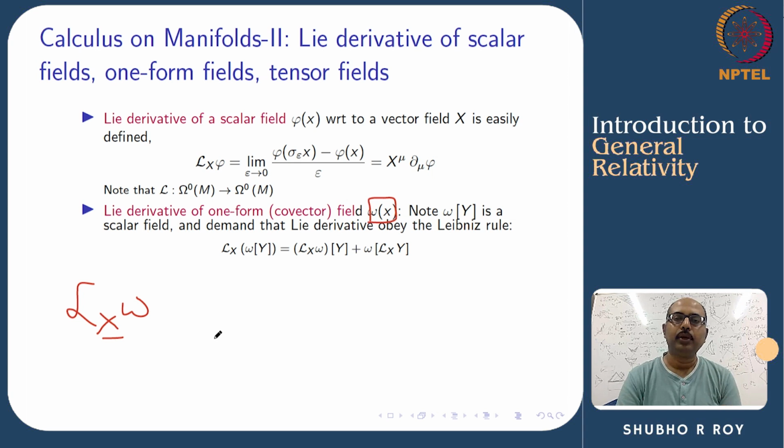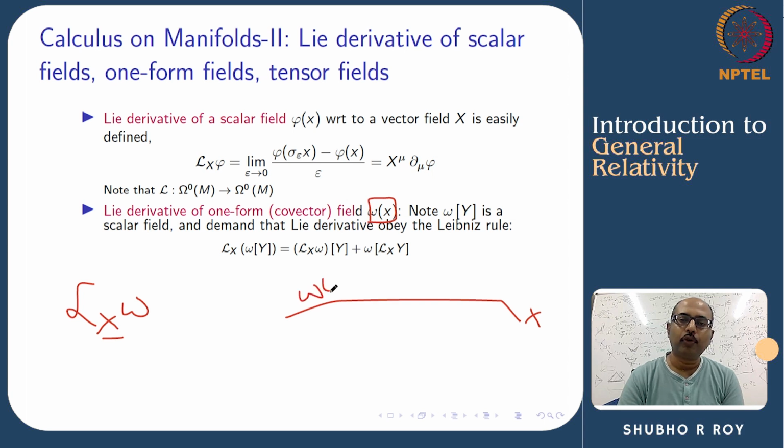The question is the same. I have a flow generated by big X, and I have a smooth covector field omega. Now my question is, how is omega changing as I go along the flow generated by big X? This is the question. Again, you can set it up in the push forward, in the pullback way, because this is a smooth map for which the inverse is also smooth because it's a diffeomorphism. So I can define a pullback easily.